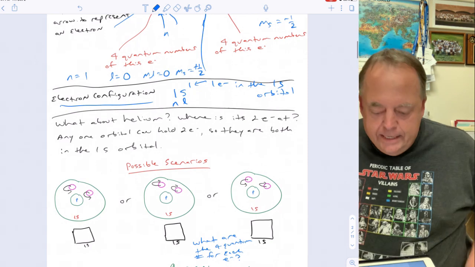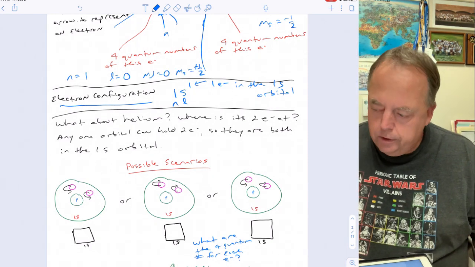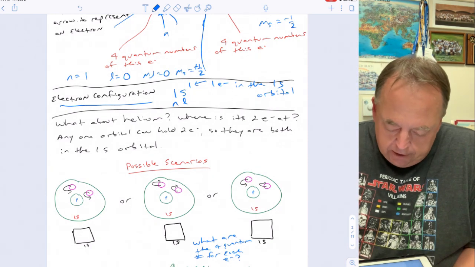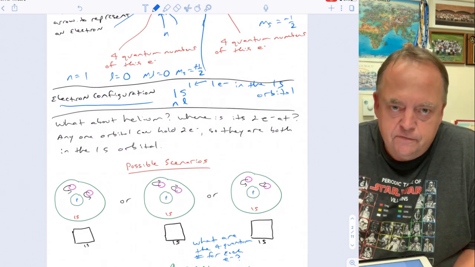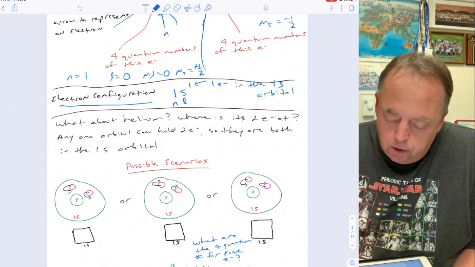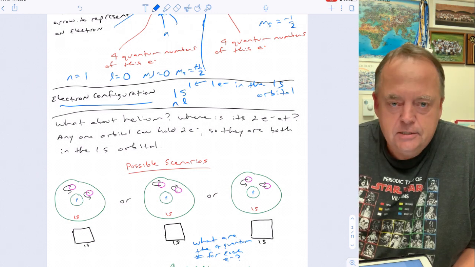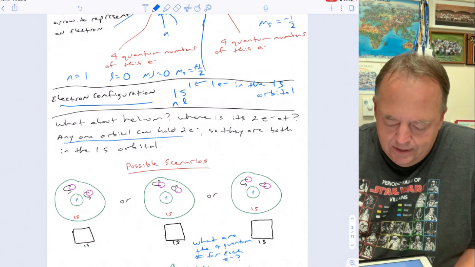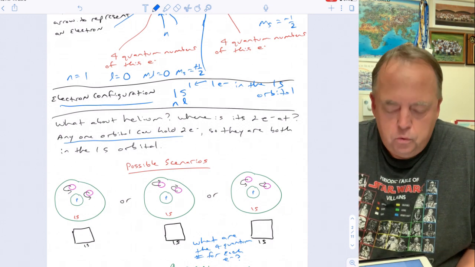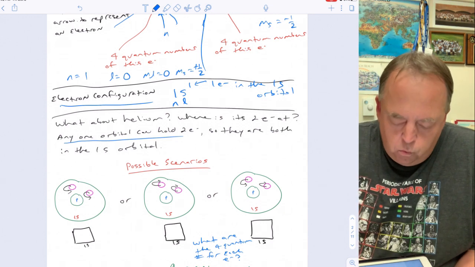Okay, so what about helium? Helium has 2 electrons, right? It's atomic number 2, so 2 protons, 2 electrons if it's neutral charged. So where are helium's 2 electrons? Well, any one orbital can hold 2 electrons. So the 1s orbital can hold 2 electrons, and both of them are in the 1s orbital.